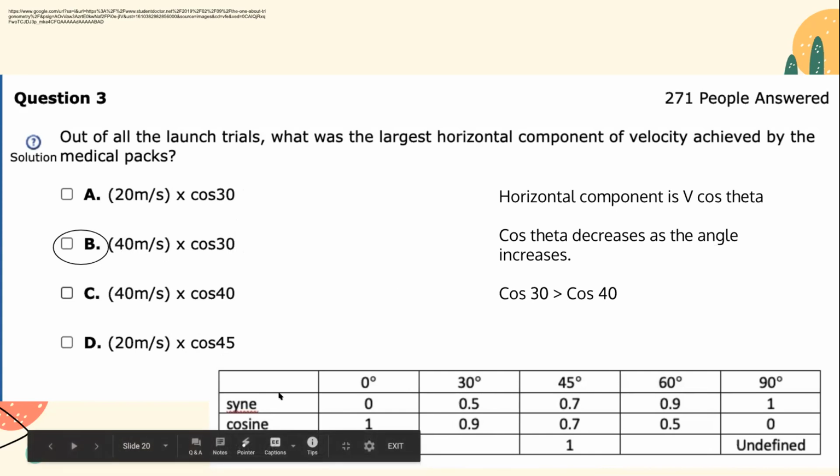Yeah, and I definitely think you guys should memorize these. Know what sine of 0 and the degrees all the way from 0 to 90 are for sine and cosine. These are the rounded numbers, and these are really helpful to know for the MCAT.